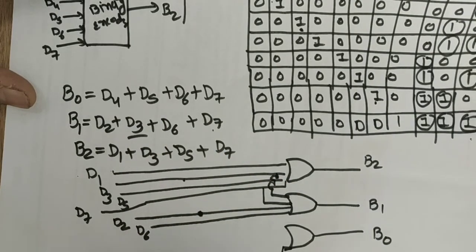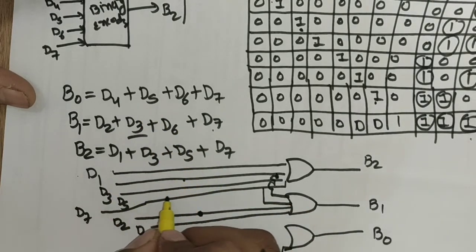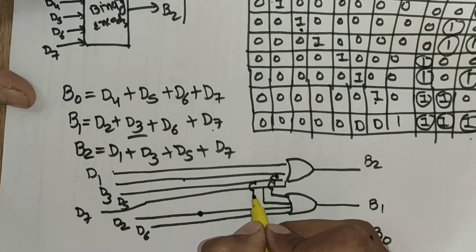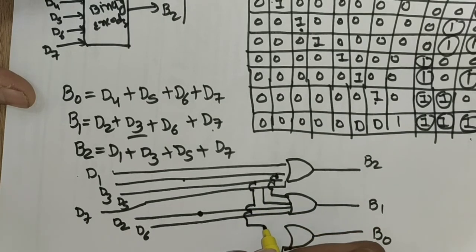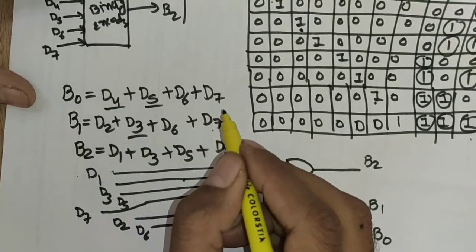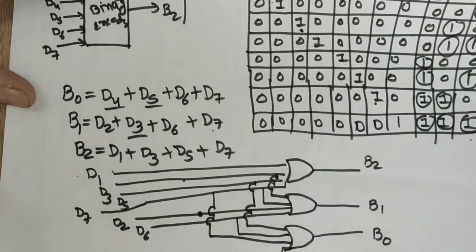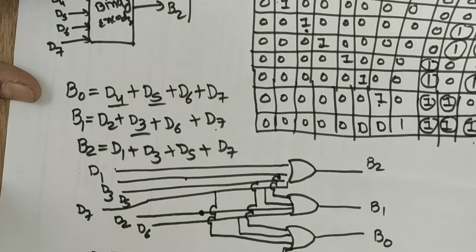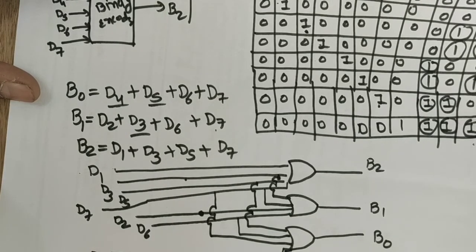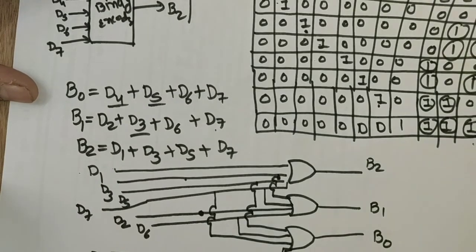This is the D4. Now D5. D5 is given to that first bit. This is the D5. D5 is given. D4 is given. Then D6, D6 is also given to that. And D7. This is the D7. So this is the equation of the octal to binary encoder, and this is the circuit diagram of the octal to binary encoder.